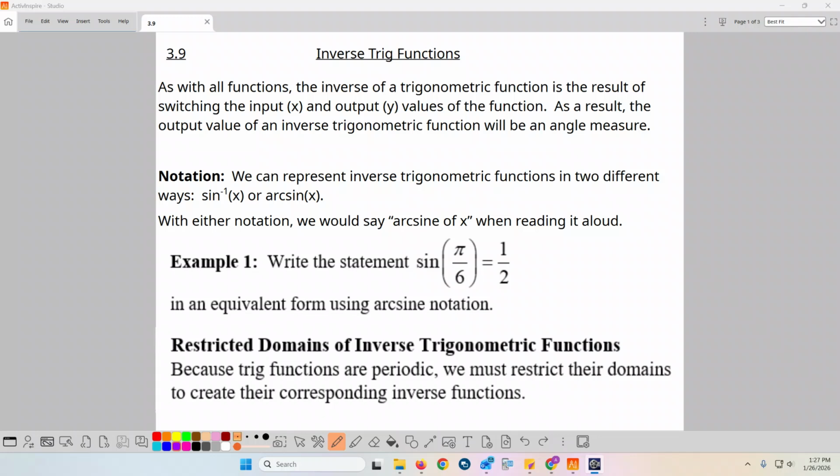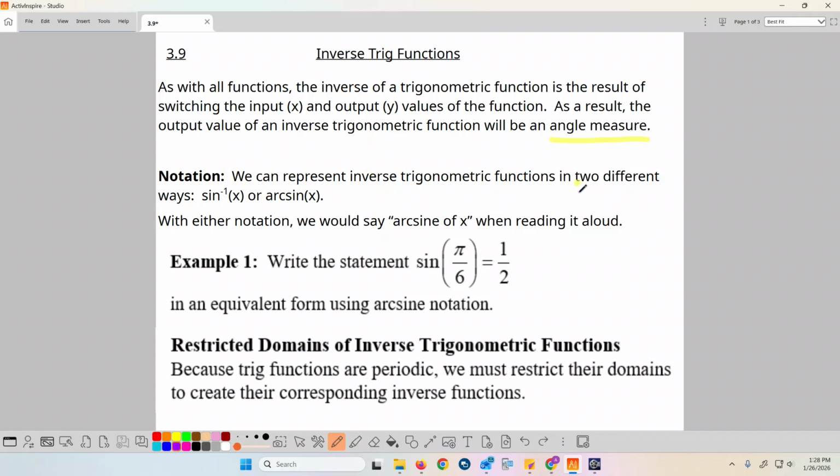All right, it's going to be good practice here to go ahead and highlight that, okay? The result, the output value of an inverse trig function will always be an angle measure, all right? Meaning that's going to be our answer, all right? So here we go, notation.